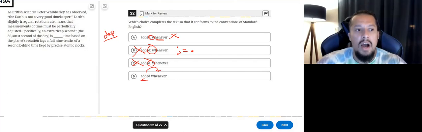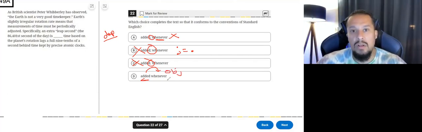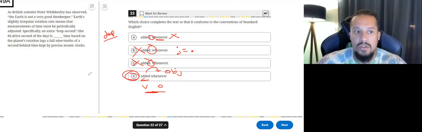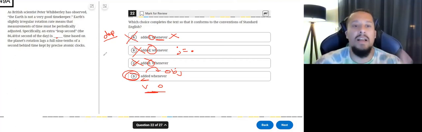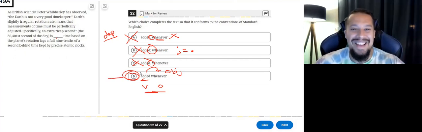It's basically the object of the verb, right? It's a noun clause, object of the verb. So you can't put a comma between the verb and the object. So answer D is the best answer. So it is added whenever time based on the planet's rotation lags a full 9/10. Just keep this in mind. So that's why answer A is unacceptable because it is added. What is added whenever time based lags? Answer B is the best answer.